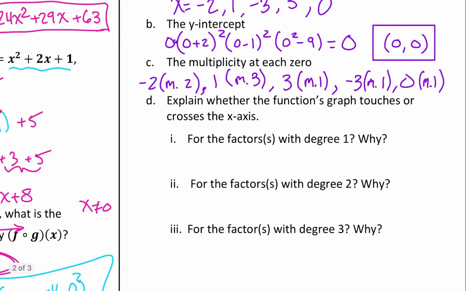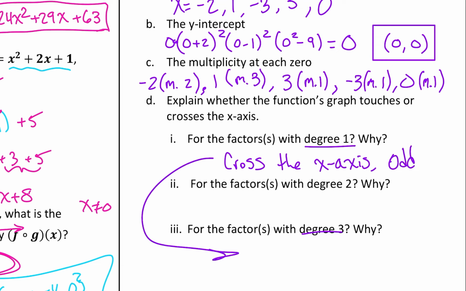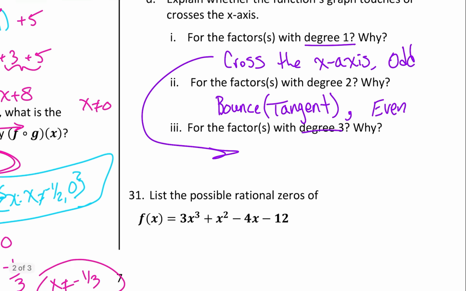And then it says, explain what happens on the x-axis. This is really, really simple. For degrees 1, 3, 5, 7, anything that's an odd degree, it's going to cross the x-axis. And again, it's because it is odd. This same answer goes here for number 3. For part 2, it's going to bounce, or we can call it the fancy math word, be tangent to the x-axis. And again, the reason being because it's even. So anything that's even is tangent. Anything that's odd crosses or intersects the x-axis.